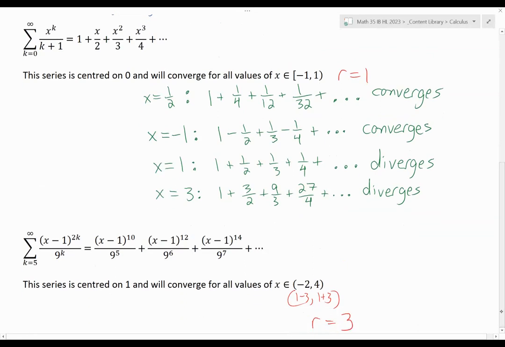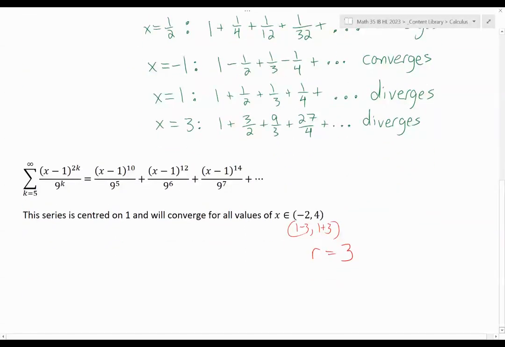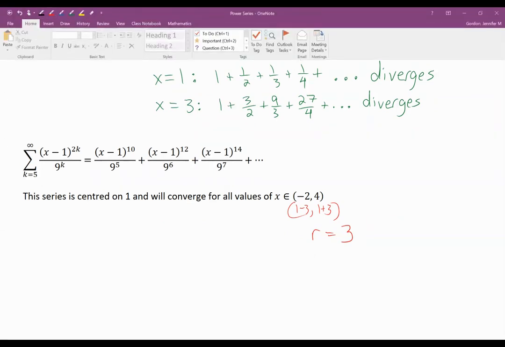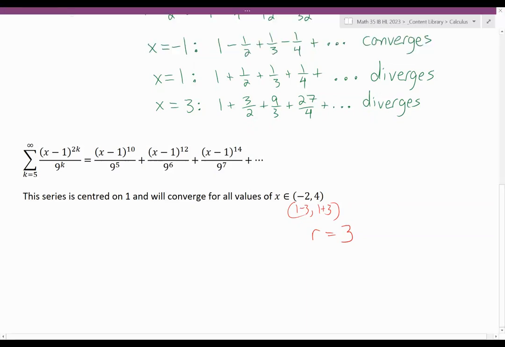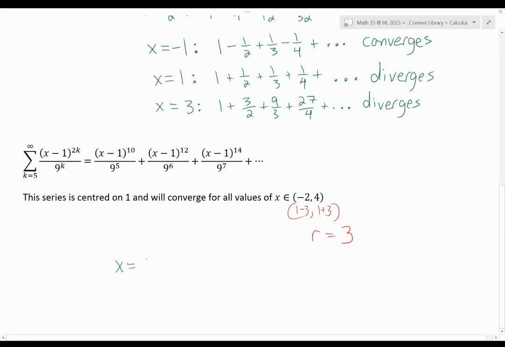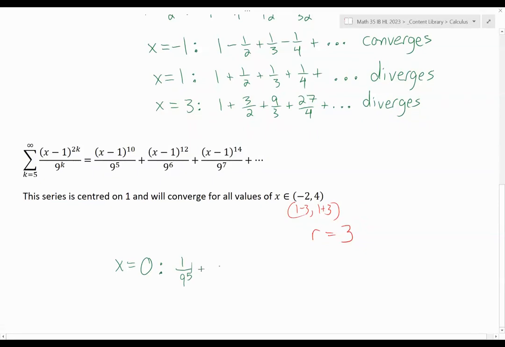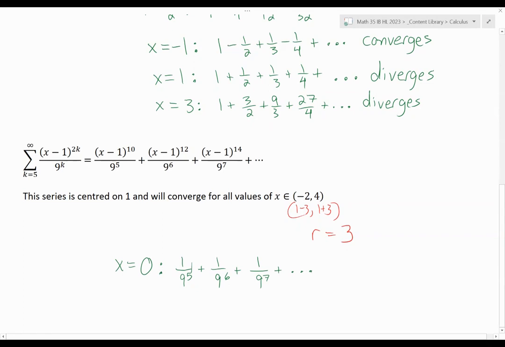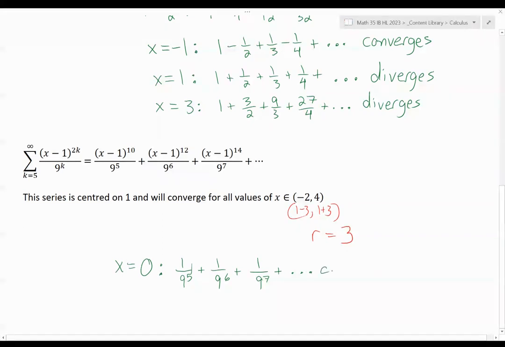It's a little easier to determine the radius of convergence when we're centered at 0, but still not super hard. Thinking about what that looks like for values inside of that interval. So for example, let's say x equals 0, so that's going to be a relatively easy one to calculate. What we get then is 1 over 9 to the power of 5 plus 1 over 9 to the power of 6. If x equals 0, each of our numerators is just going to end up being 1, because while 0 minus 1 is -1, we only have even powers. And as I'm adding these terms that are vanishingly small, this does actually converge.